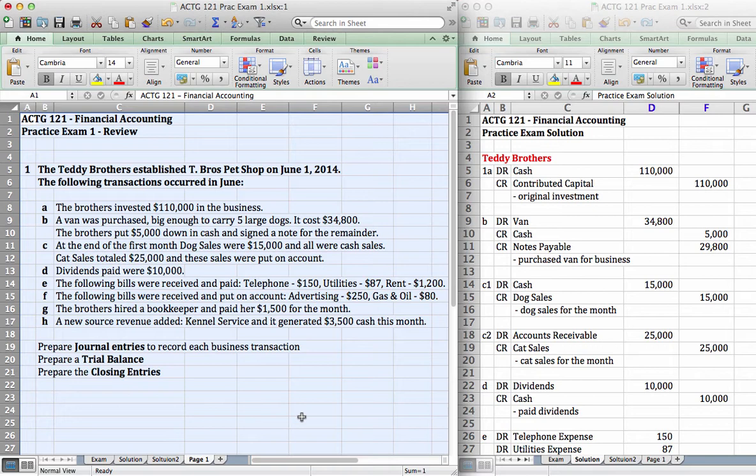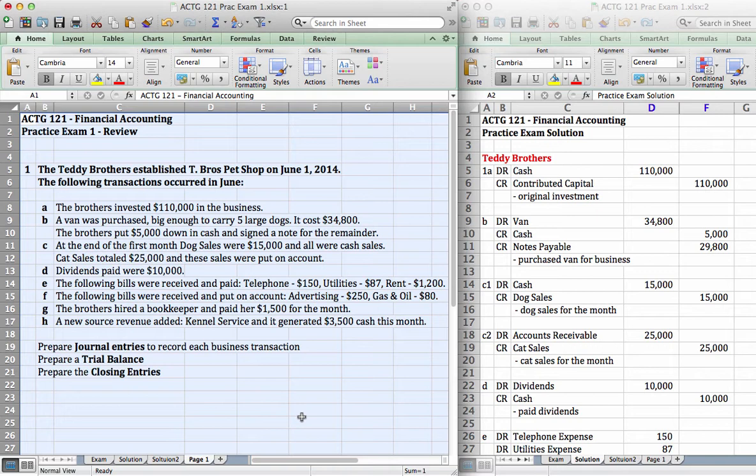C, you can do one of two ways. You'll notice that there's dog sales, and we're told they're all cash, and there are cat sales, and we're told they were put on account. So I did a C1 and a C2. A debit to cash, because cash came in, and the credit is to the revenue. This is a pet shop, therefore it's dog sales. And then for C2, it's a debit to accounts receivable, because these customers will pay us, but in the future. And the revenue were cat sales.